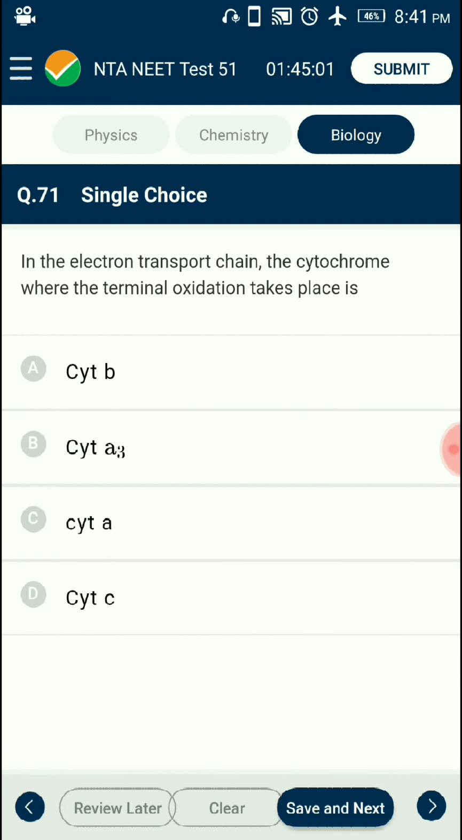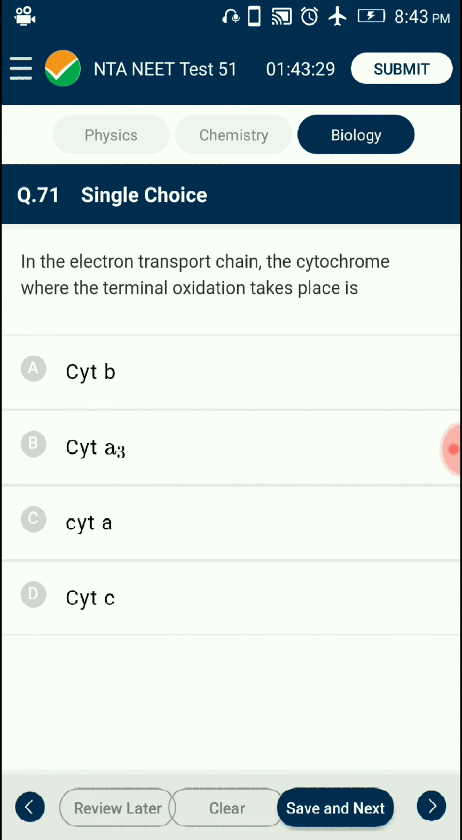Question number 71. In the electron transport chain, the cytochrome where the terminal oxidation takes place is? The energy within NADH2 and FADH2 is released by oxidizing them through an electron transport system. The system has four complexes via which the high energy electron is passed, ultimately accepted by oxygen. Each complex has a set of pigments.